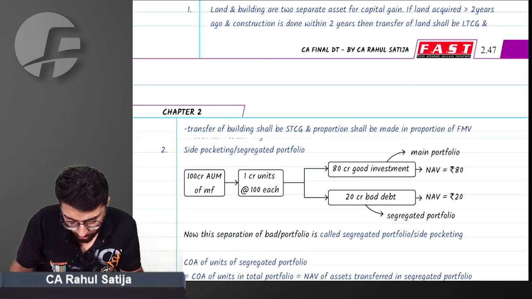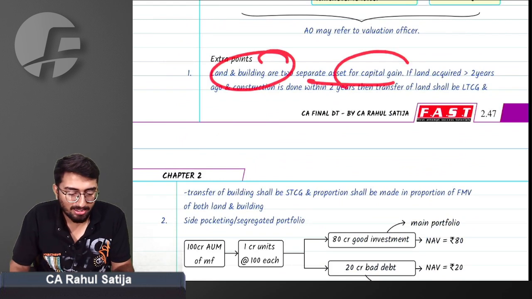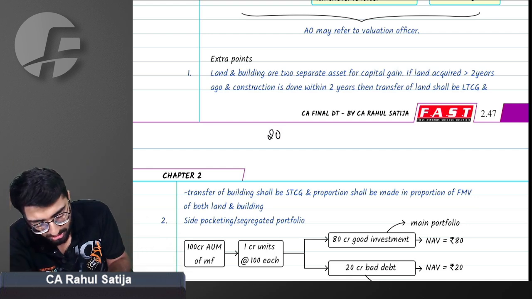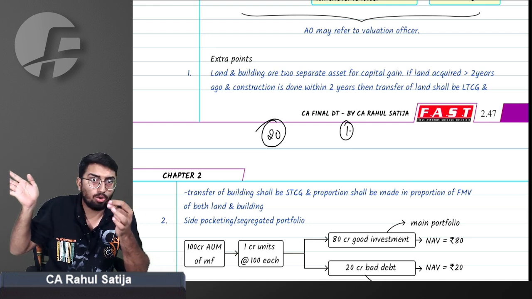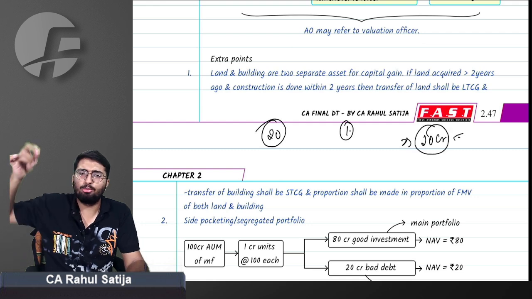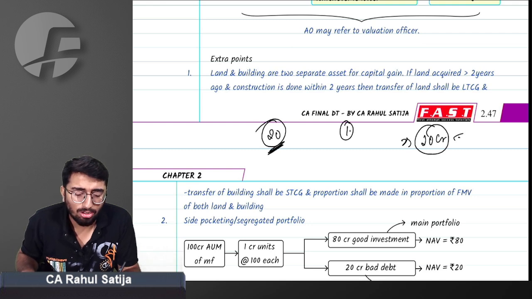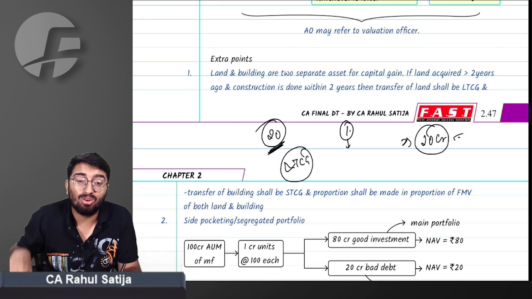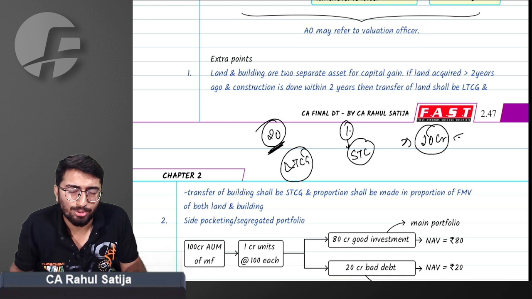Now we have some extra points to be taken care of. Sir, land and building are two separate assets for capital gain. For example, I have a land which is 20 years old and I have a building that was constructed just a year back, and I sold both of them collectively for a consideration of 20 CR. So for that matter, capital gain arising on account of land will be long-term capital gain, and capital gain arising on account of building will be short-term capital gain, because the building was constructed for a year, for lesser than 2 years.